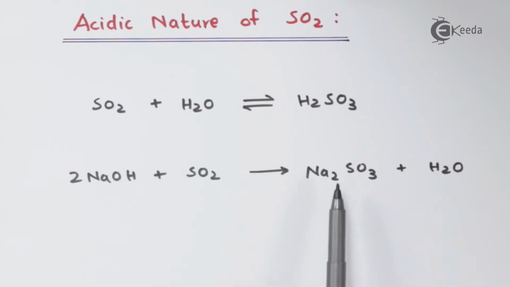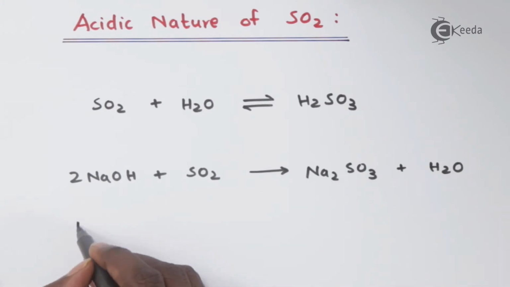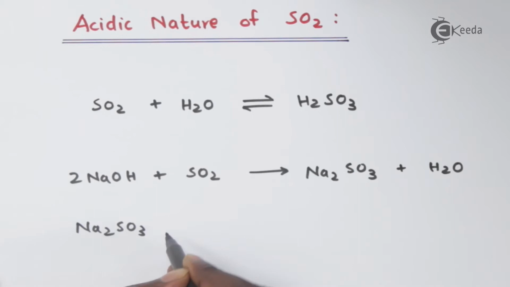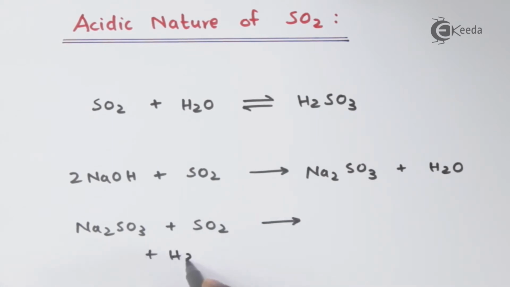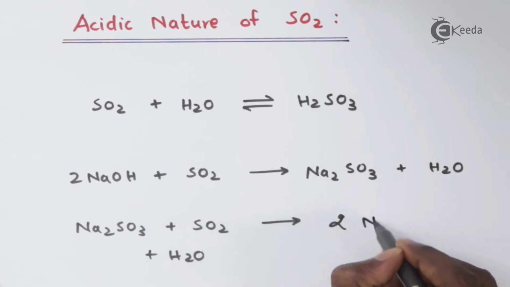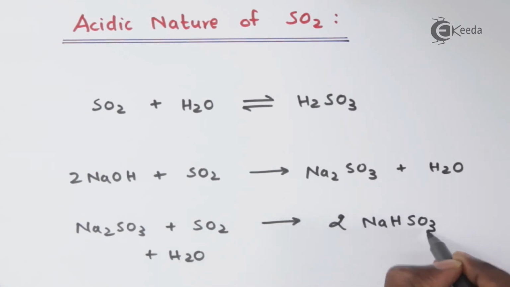Not only this, if we treat this Na2SO3 with further SO2, in the presence of H2O, the product we get is 2 moles of NaHSO3, which is known as sodium bisulfite. This is similar to the reaction we observe whenever carbon dioxide is treated with water to produce carbonic acid, H2CO3, which proves that SO2 is acidic in nature. Therefore, these were a few reactions and evidences which have shown that SO2 has an acidic nature.